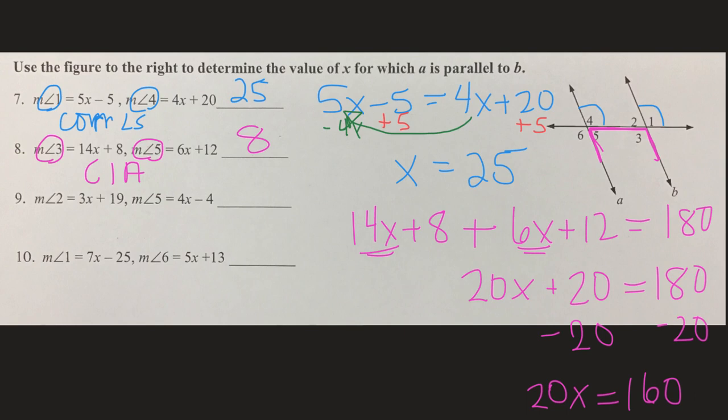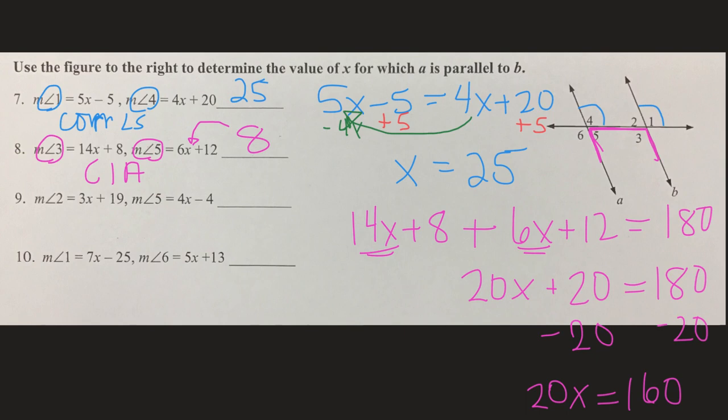Today we're just solving for x, but remember in geometry we often want to find an angle measure. So if we were asked for the measure of angle 5, you would multiply 8 by 6, right? We would plug 8 back in and find an angle measure. We'll be doing that in the future, but today it's just solving for x.